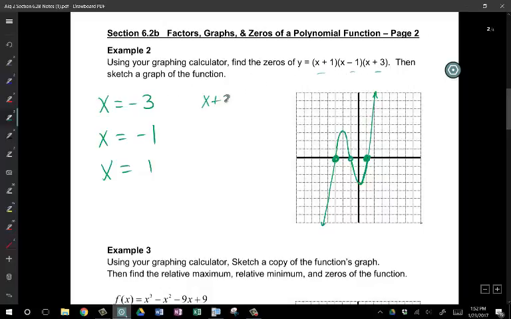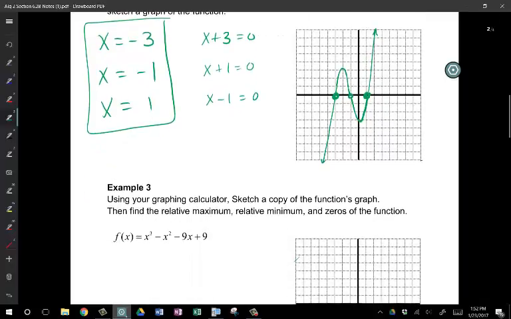It's the x plus 3 function, because if you solve x plus 3 equals 0, you get negative 3. And which one leads to x equals negative 1? The x plus 1. And then the x minus 1 leads to that. But our answers are there. Those are our zeros, and those are our relative max. I'm just going to write down our relative max.